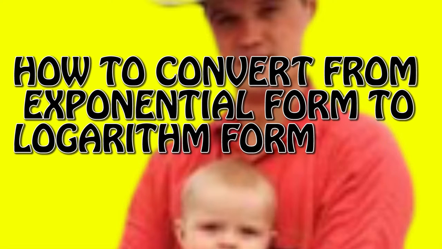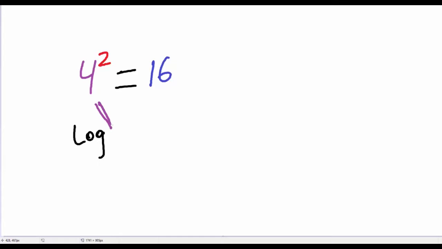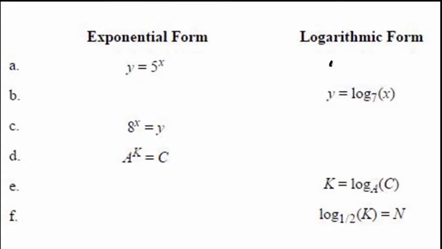How to convert from exponential form to logarithm form. In this case, we have 4 squared equals 16. Well, that's the same thing as log base 4 of 16 equals 2. Let's do some more problems.